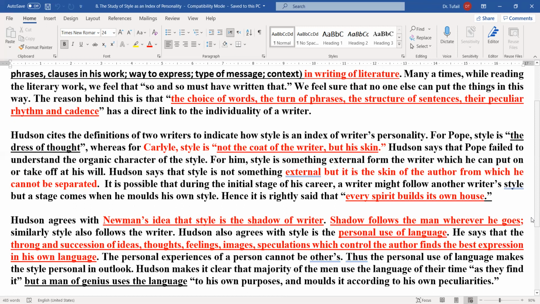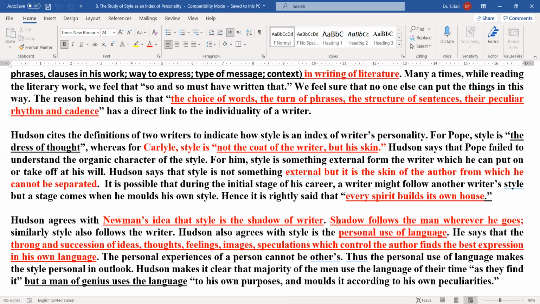So every spirit builds its own house. As the writer says, every writer has their own style. Okay, Nassan agrees with Newman's idea that style is the shadow of a writer. A shadow follows the man wherever he goes. You cannot get rid of your shadow. Shadows are an integral part of your personality. It remains with you wherever you are, wherever you go. So style is like a shadow, and style also follows the writer.